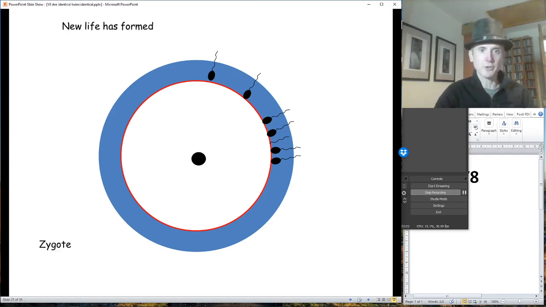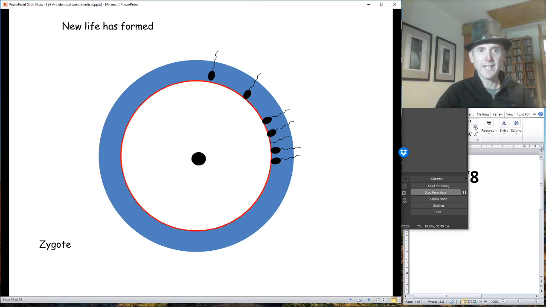It's called a zygote, a single cell. Okay, can anyone remember being a zygote? It was happy times, happy times. Anyway, this cell will then start to divide and form an embryo, and then eventually a fetus, and then it'll be born as a baby.